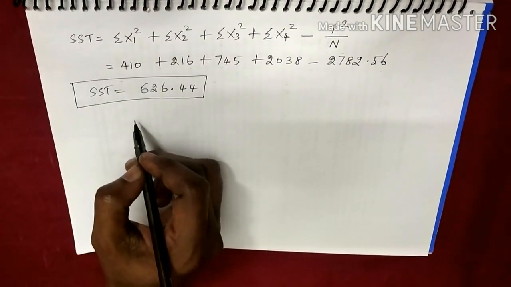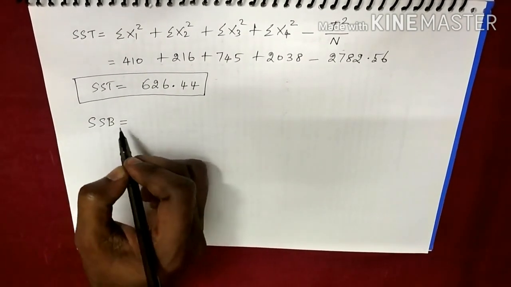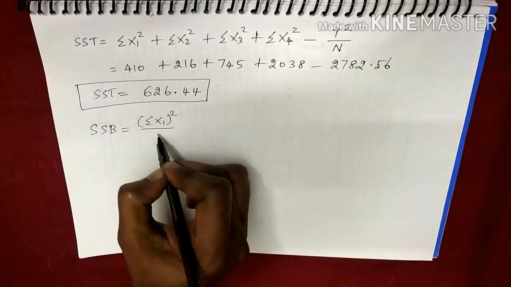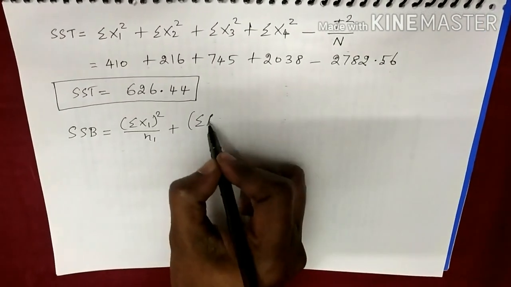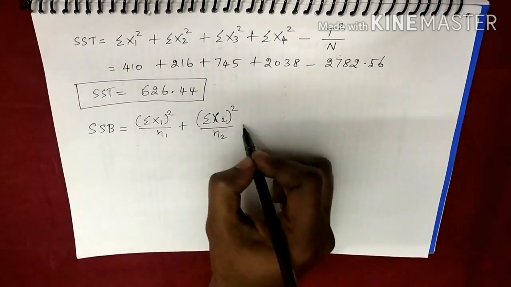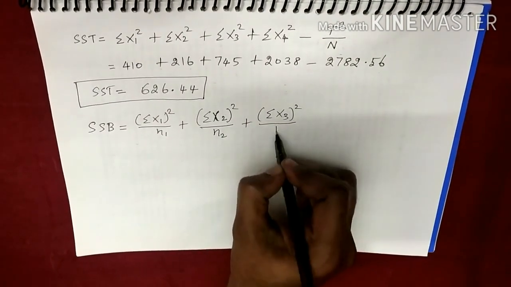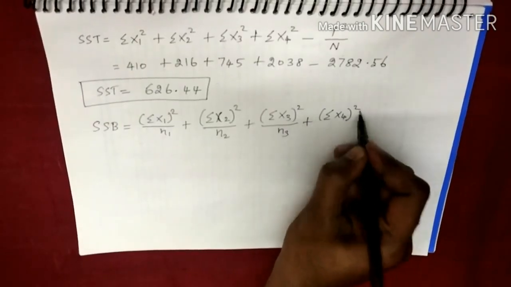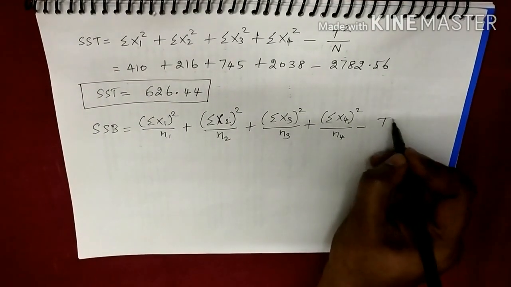After finding out SST, we have to find out SSB, sum of squares between samples. The formula is summation x1 whole square by n1 plus summation x2 whole square by n2 plus summation x3 whole square by n3 plus summation of x4 whole square by n4 minus correction factor, T square by N.